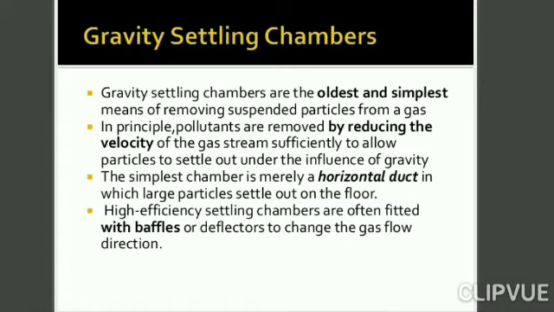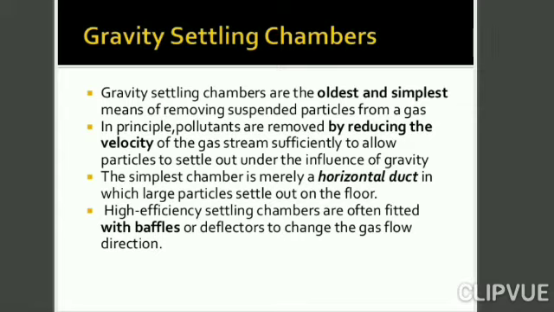Gravity settling chambers are the oldest and simplest means of removing suspended particles from a gas. In principle, pollutants are removed by reducing the velocity of the gas stream sufficiently to allow particles to settle out under the influence of gravity. The simplest chamber is merely a horizontal duct in which larger particles settle out on the floor, and high efficiency settling chambers are often fitted with baffles and deflectors to change the gas flow direction, and it works on a simple function of force due to gravity.